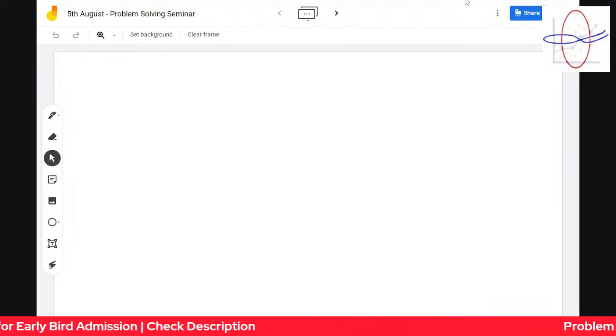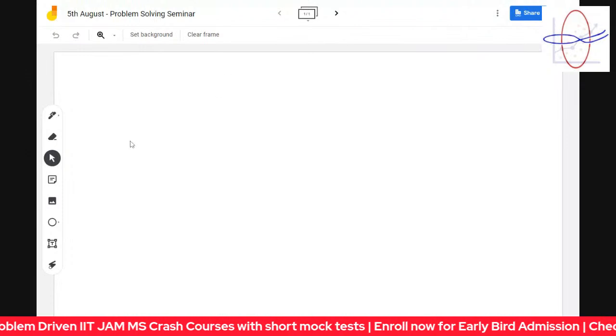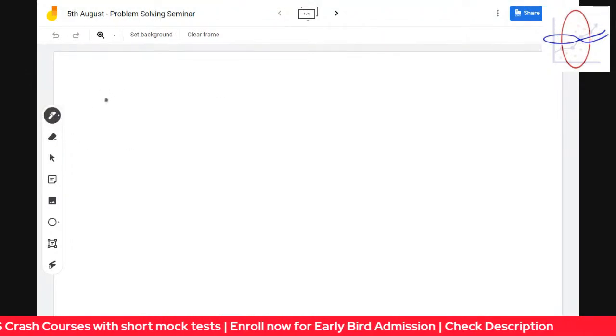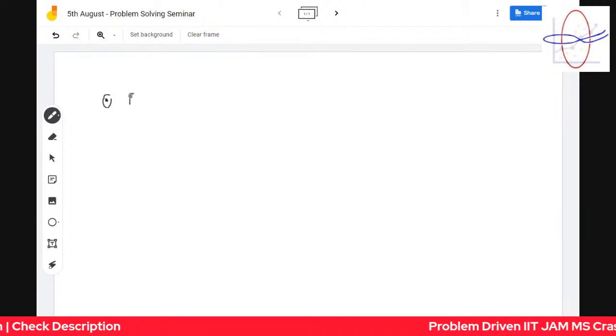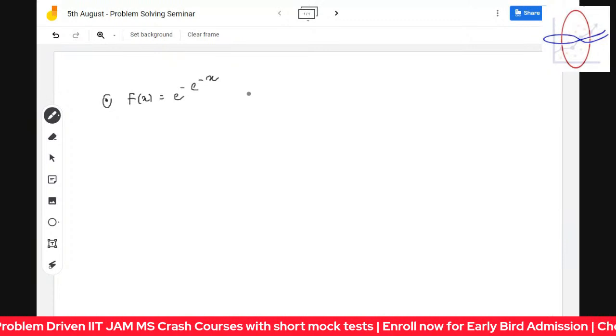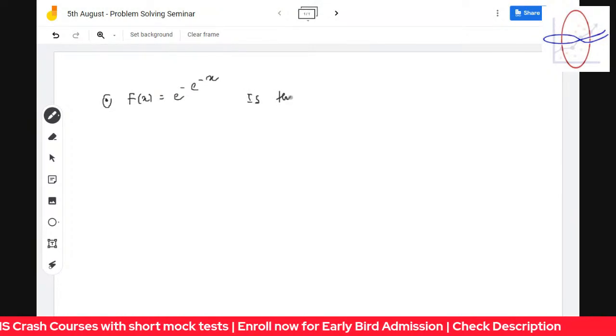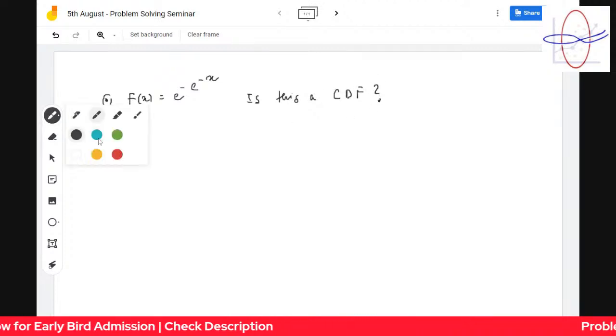Let's see what the problem is. We have all studied cumulative distribution functions. This is a very common question to test whether a function is a CDF or not. The question is to find whether F(x) = e^(-e^(-x)) is a CDF. That's the first question.